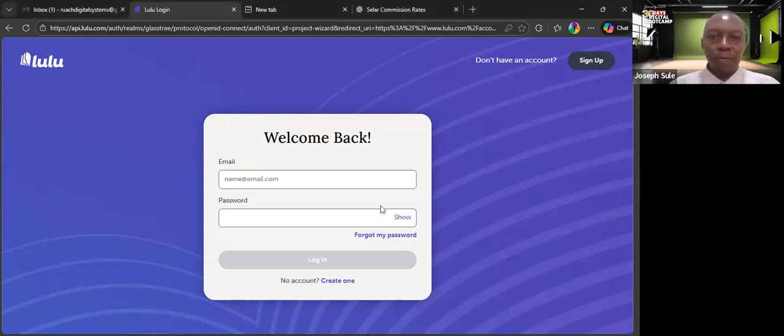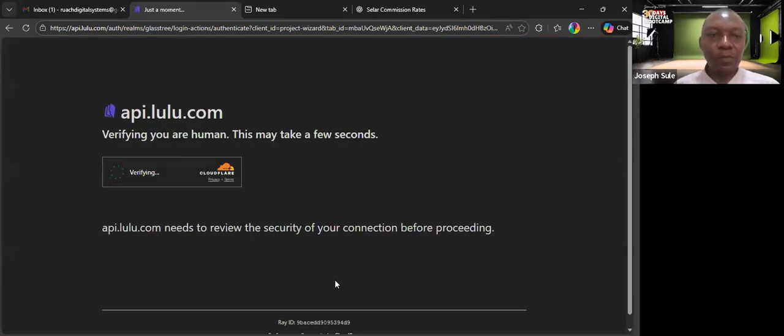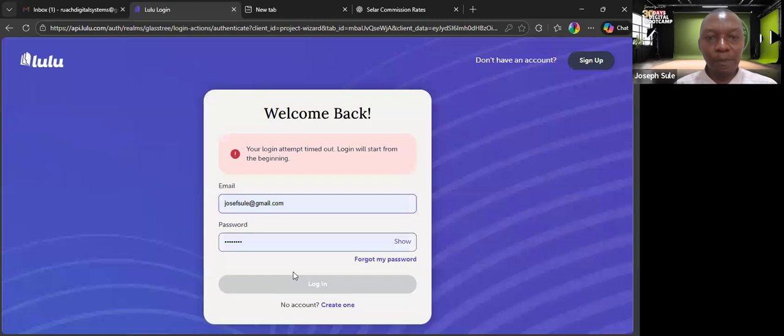So now, this is the welcoming page for Lulu. I have the option to log in if I already have an account, or to create one if I do not have an account. Because I'm creating one, I will go for the option to create an account, which is about the same thing as sign up. Normally the first thing Lulu will do is to ask you to verify if you are human. So I'll tick this captcha to say I am human.